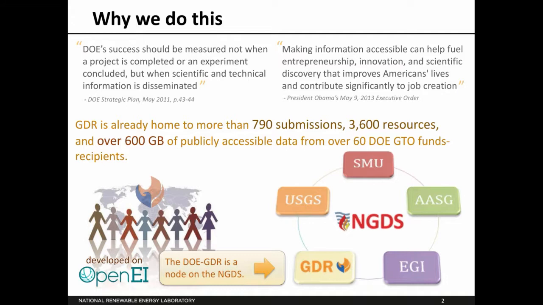The GDR is developed on OpenAI. One of the big questions everyone asks is, what's the difference between the GDR and the NGDS? Well, the NGDS is the National Geothermal Data System. It's a system of distributed nodes, distributed data repositories that work together as a system to share information with each other. And the GDR is DOE's data repository on that system. So the GDR is the place that houses all of the data from DOE Geothermal Technology Office funded research and development efforts. So that's the distinction there.